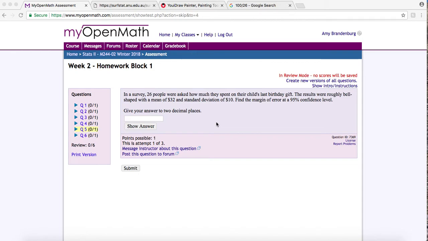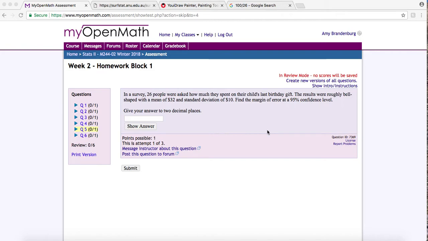Here we are, week 2, homework block 1, question 5. All right, so this question asks: you're given a survey of 26 people. We're asked how much they spent on their child's last birthday gift. The results were roughly bell-shaped with a mean of $32 and a standard deviation of $10, and you're asked to find the margin of error at 95% confidence level.